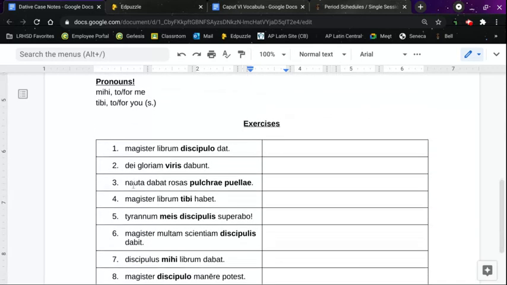All right, number two, di, the first word, if it could be nominative, it probably is. So the gods will give, and you can see it matches up with the nt. So the gods will give glory to men.